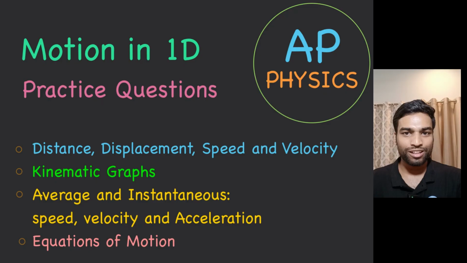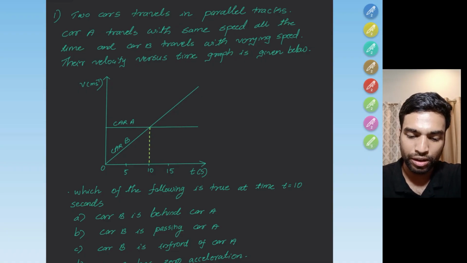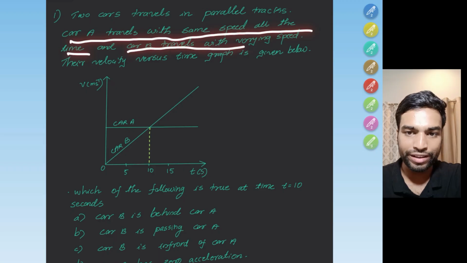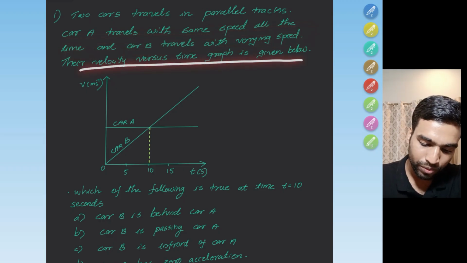It's me Vaishak. Let's focus today on practice questions in motion in one dimension. Concentrate on the first question. Two cars travel on parallel tracks. Car A travels with the same speed all the time and car B travels with varying speed. Their velocity versus time graph is given below.